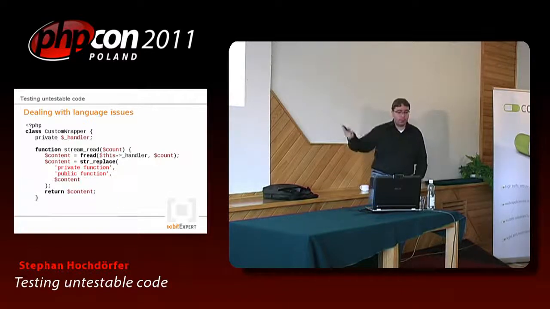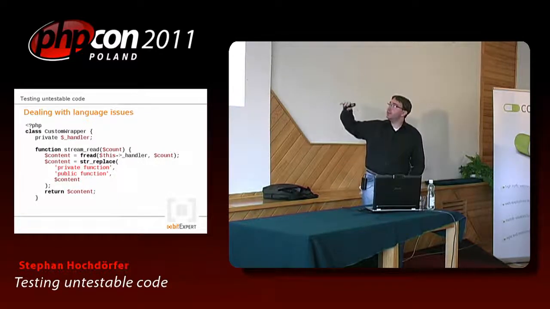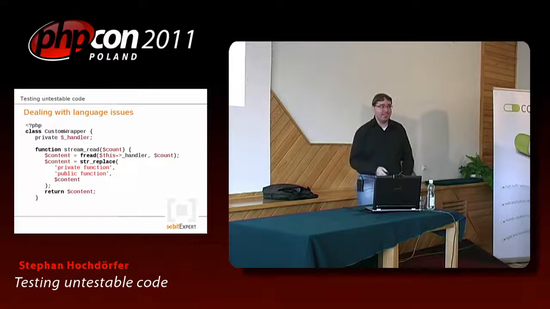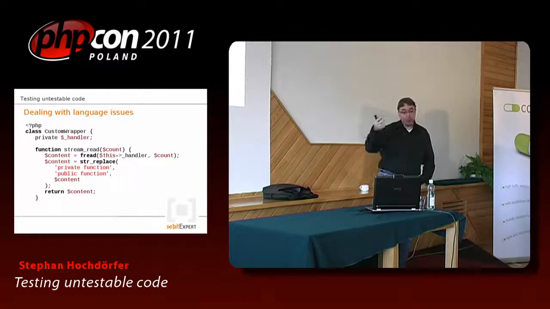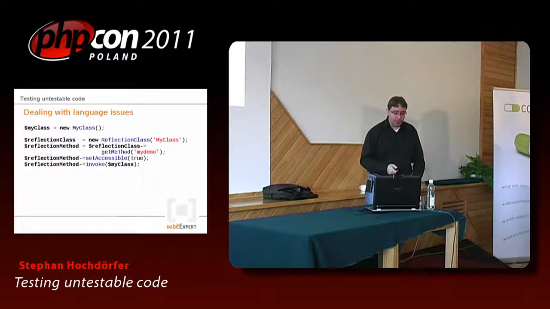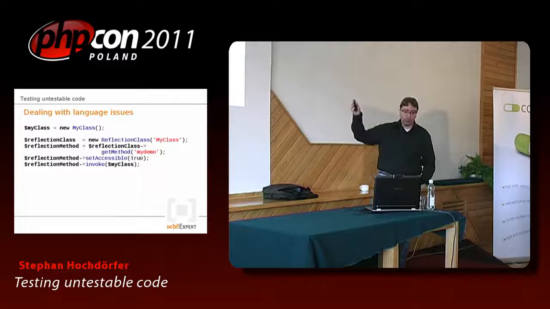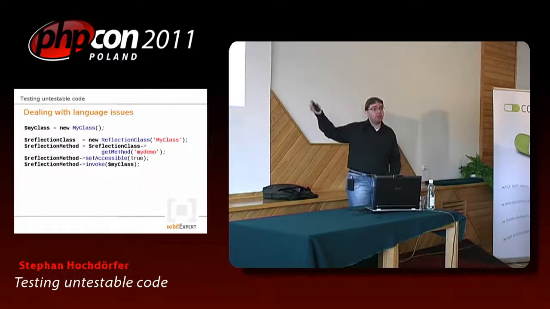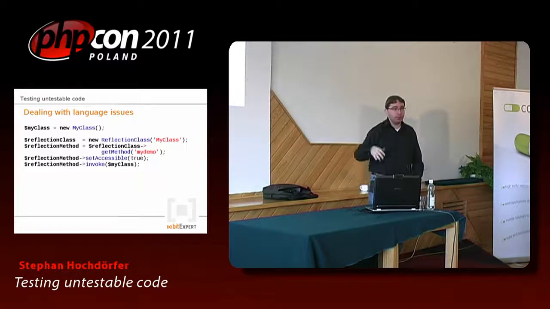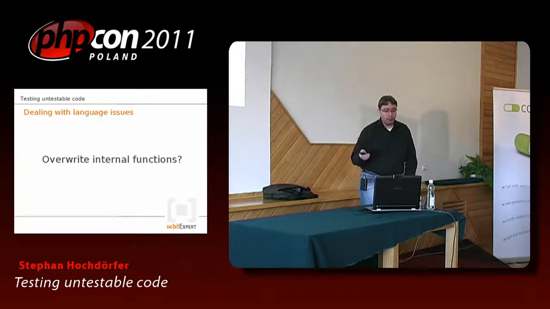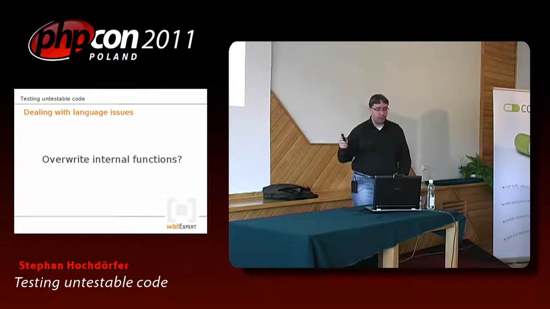Again, you could use our custom stream wrapper that I showed you before, and we simply replace every occurrence of private function with public function. This is really ugly. I like that. So you easily turned all your methods public, and you could call them from anywhere. On the other hand, you could use the reflection API from PHP. So you could create the class, create the method. You set the method to accessible, and then you can invoke it like any other method and grab the returning value and thus test the actual method. If you don't want to do that, there is another way we can do it.